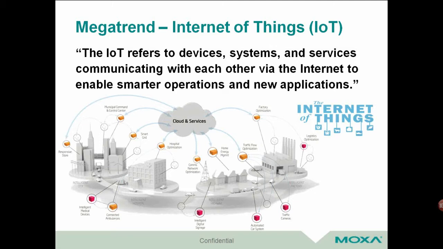The IoT, or Internet of Things, refers to devices, systems, and services communicating with each other via the Internet to enable smarter operations and new applications. The IoT spurred terms such as intelligent cities, intelligent highways, and smart factories. But what does that all really mean? Let's look at an example that many of you may relate to.